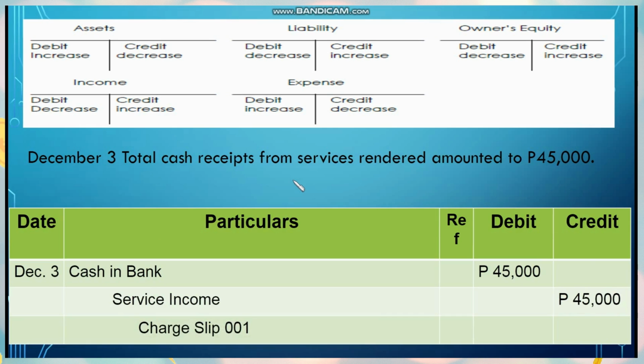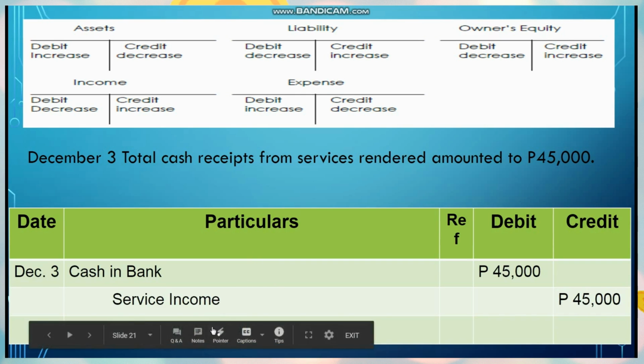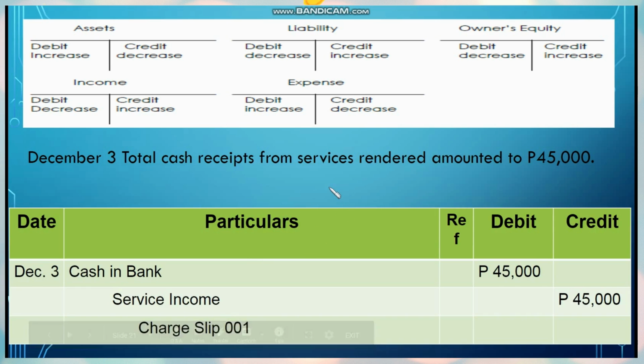And whenever the business renders service, the business would issue a charge slip, and this one, let's say, is charge slip number 001. Okay, so that is on the explanation.